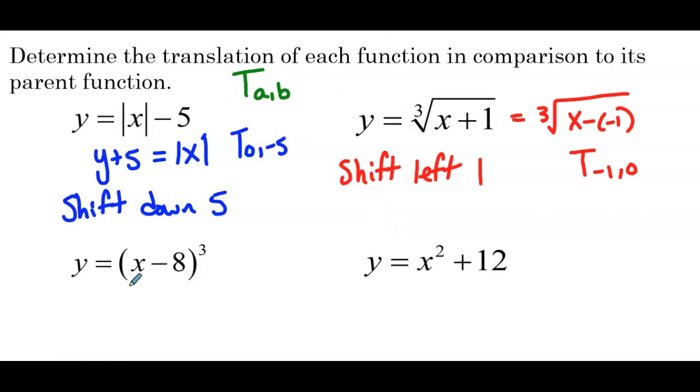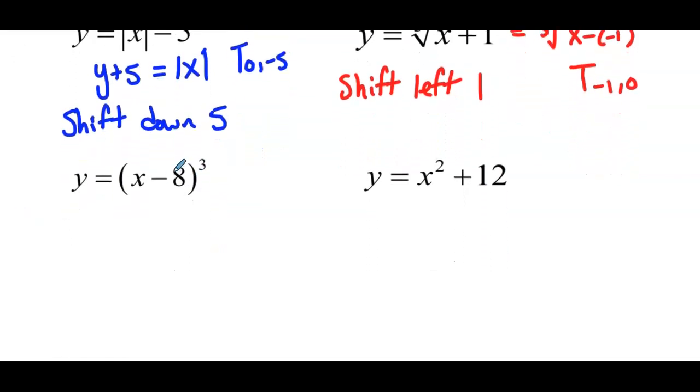Next, we have y equals the quantity x minus 8 cubed. So our parent function is y equals x cubed. Now we have x minus 8. So the equation is telling us to subtract 8 from the x values to get back to the parent function. So to go forwards, which is what we want, we're going to do the reverse. We're going to add 8 to the x values. So our translation is going to be 8, 0. And that's going to be a shift. Well, if we add 8 to the x values, we're going to move to the right. So shift right by 8.